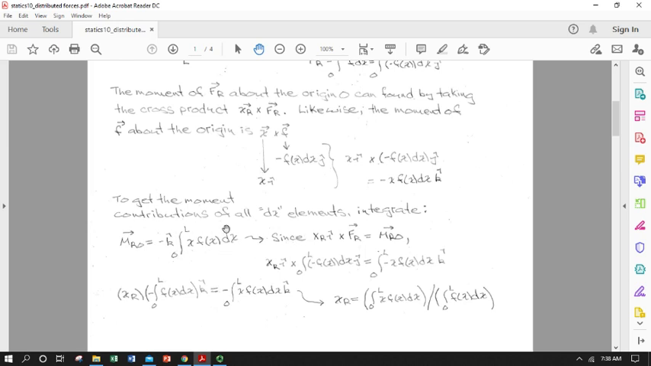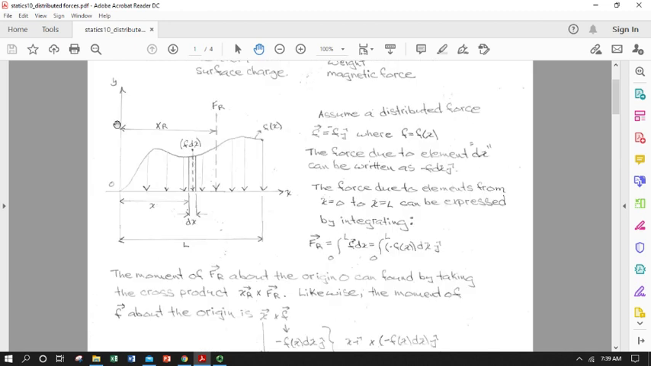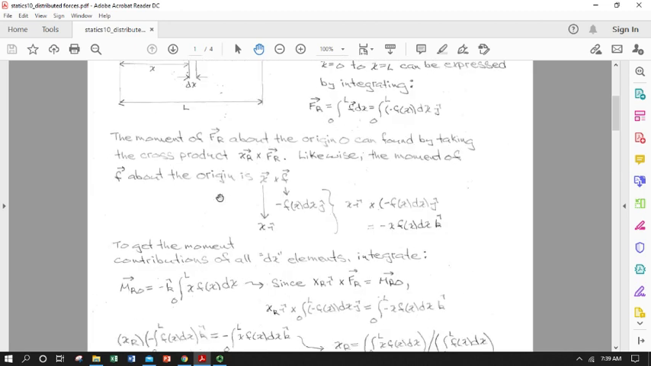Okay, let's step through that. So we're going to say here's our moment expression that we got by adding up all the bits of moment, and we know that that's equal, because we're talking about an equipollent force system, to x sub r, which is our radius vector to our single action force resultant, cross f sub r, big F. This is our single resultant. That's going to be equal to this integral we just calculated.